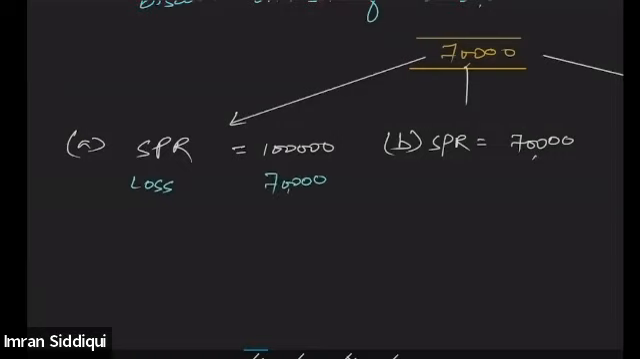Even after adjusting the security premium reserve, we'll be left with 30,000 of security premium reserve. Understood? We don't have to transfer any amount to the profit and loss account. Why? Because sufficient security premium reserve is itself enough. Is that clear?